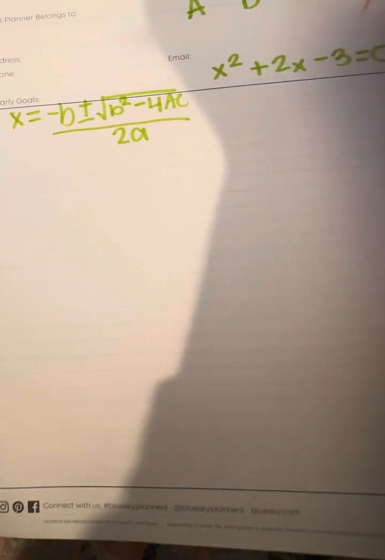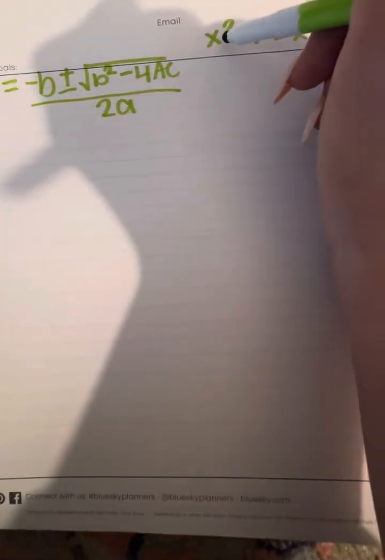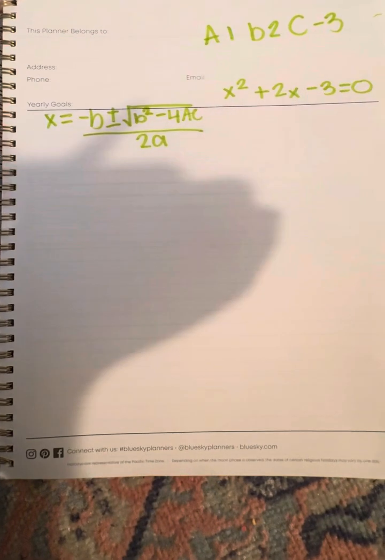Now we're going to identify our a, b, and c values so we can plug it into the equation. So a is always the first one if it's set in standard form. There's an imaginary 1 right here, so it's going to be 1. B is going to be 2. And c is going to be negative 3. So now we have our a, b, and c values, and we can plug this all into the equation and get our answer.